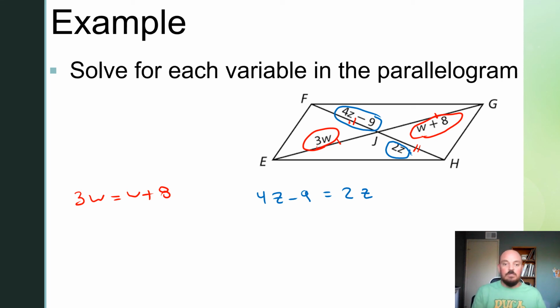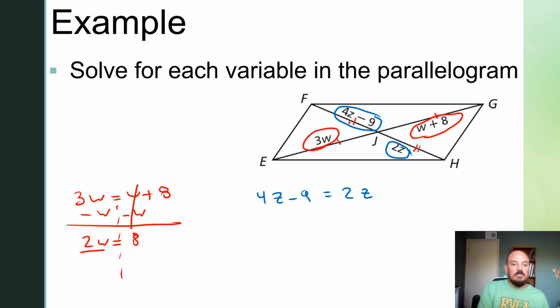We found the variables. So let's just do them one at a time. Start over here. I have w's on both sides. Let's get rid of this one. I'm going to do a minus w on both sides to cancel the one on the right. 3w minus 1w is 2w. 2w equals 8. Divide both sides by 2, and we got the first half of our answer. W is 4.